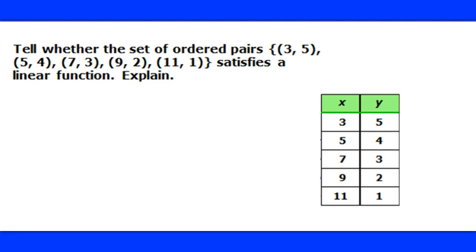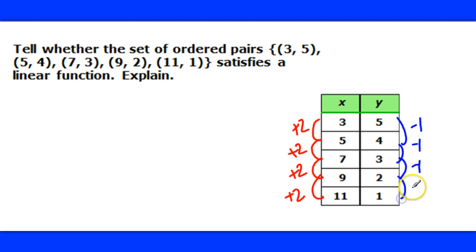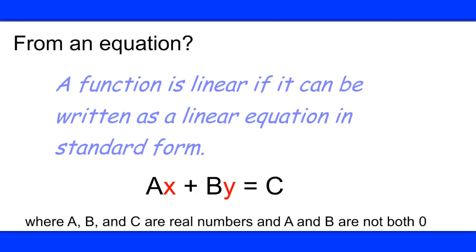You need to try this. Tell whether the set of ordered pairs satisfies a linear function. Is it a linear function? Pause the video and do it. Here, I've taken those and put them in a chart. So this would be plus 2, plus 2, plus 2, plus 2, so I have a constant change there. On the other side, I have minus 1, minus 1, minus 1, minus 1. Yes, this is a linear function.